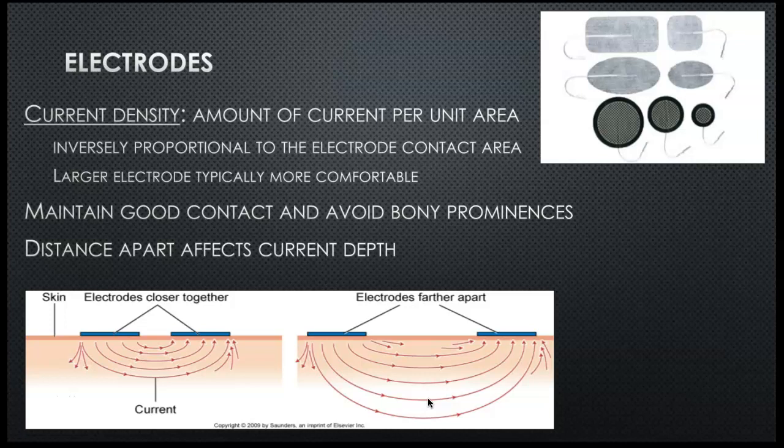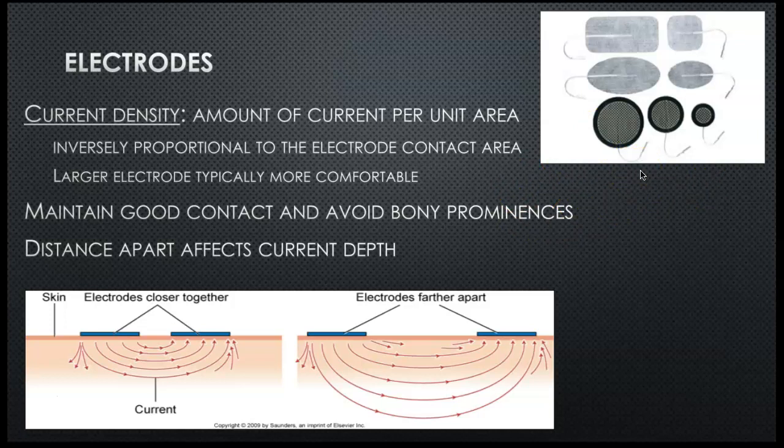Just know this. There's something called current density, which is the amount of current per area. Current density is inversely proportional to the electrode contact area, which means smaller electrodes hurt and bigger electrodes feel more comfortable. So the bigger the contact area, the nicer it will feel on people. So you want to make sure you have good contact with your electrode.